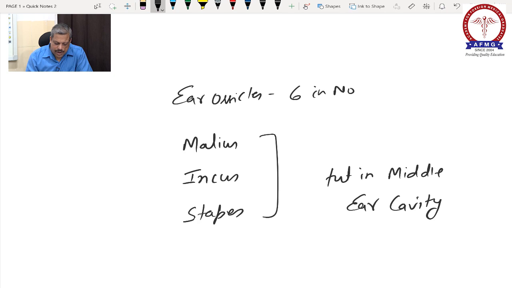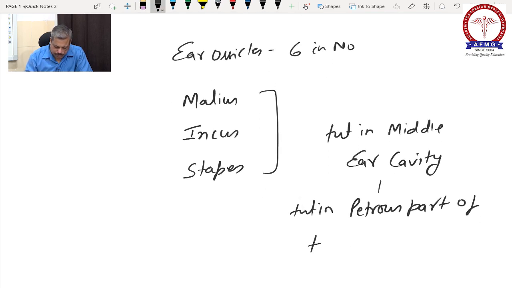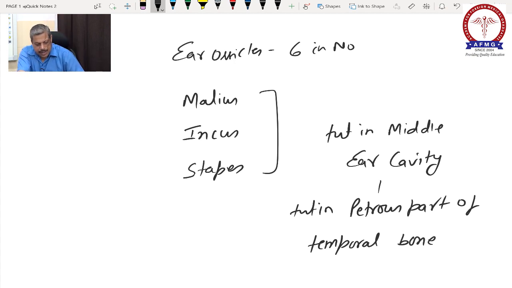Clear? Where is the middle ear cavity present? This middle ear cavity is present in the petrous part of temporal bone. Entire ear is present within the petrous part of temporal bone. So these 3 ear ossicles are small bones which are hidden within the temporal bone.